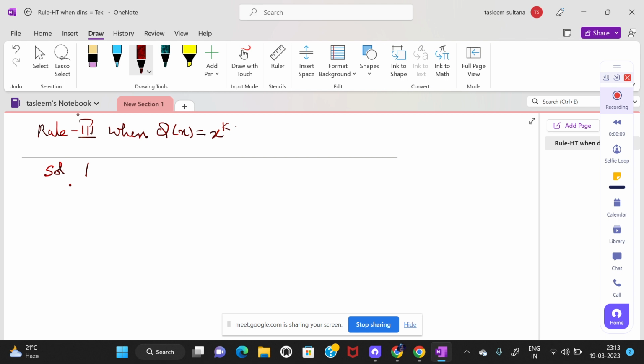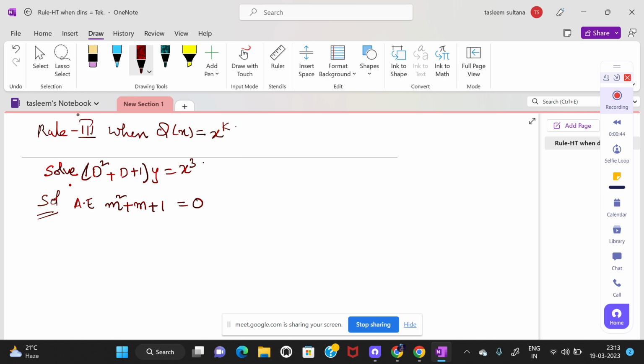Solve (d square plus d plus 1) y equals x cube. See here, the given f of d is already in operator form. So directly we'll move to finding the auxiliary equation, which is m square plus m plus 1 equals 0. This given equation is in quadratic form.